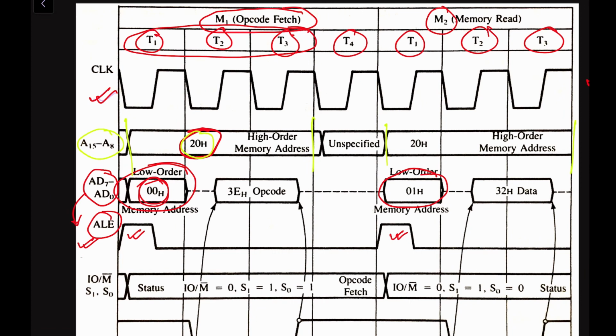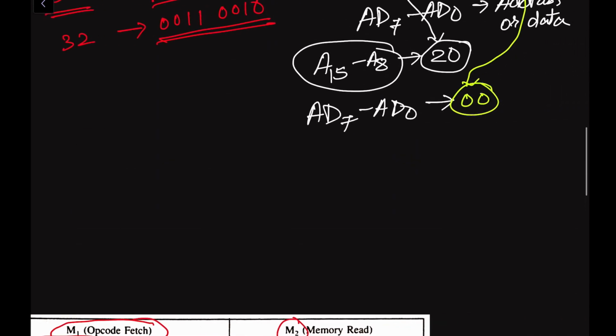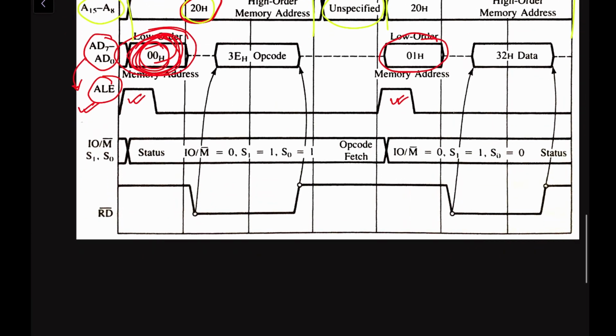Now in the fourth T state, in the case of the opcode fetch operation, this is unspecified, not known to us. And then the data bus in the first cycle will carry the lower order address. Here you can see this is the lower order address of 2000. In 2000 we have carried the 00 value in the lower order address data multiplex bus. I hope up to here you have understood.